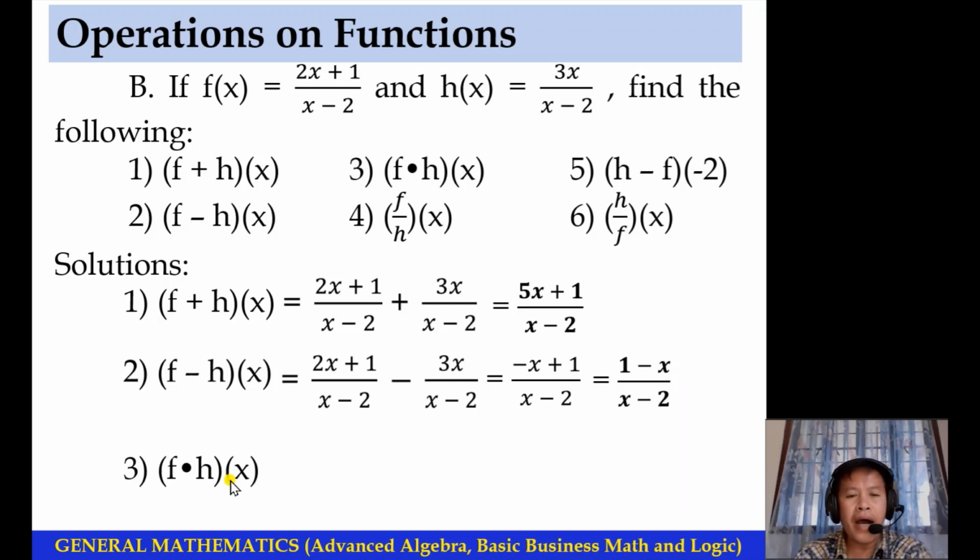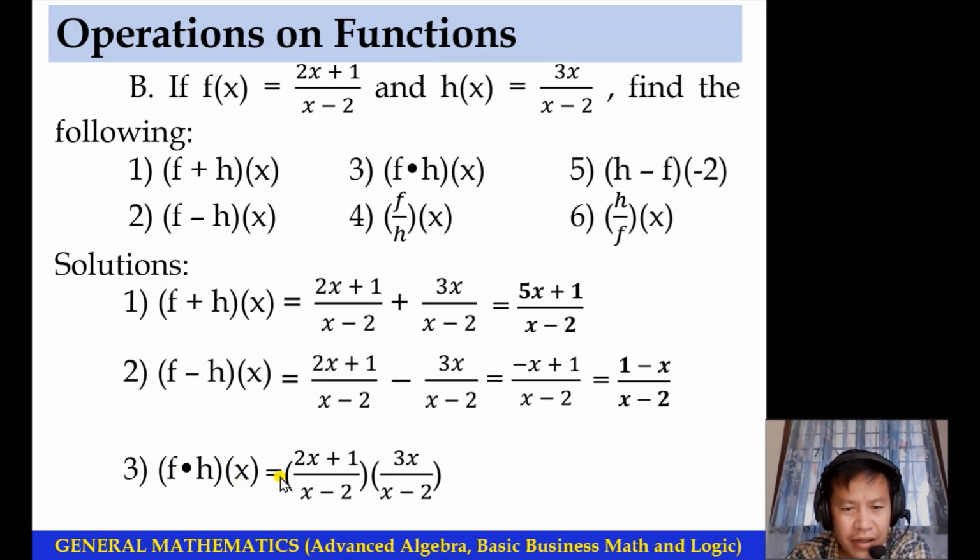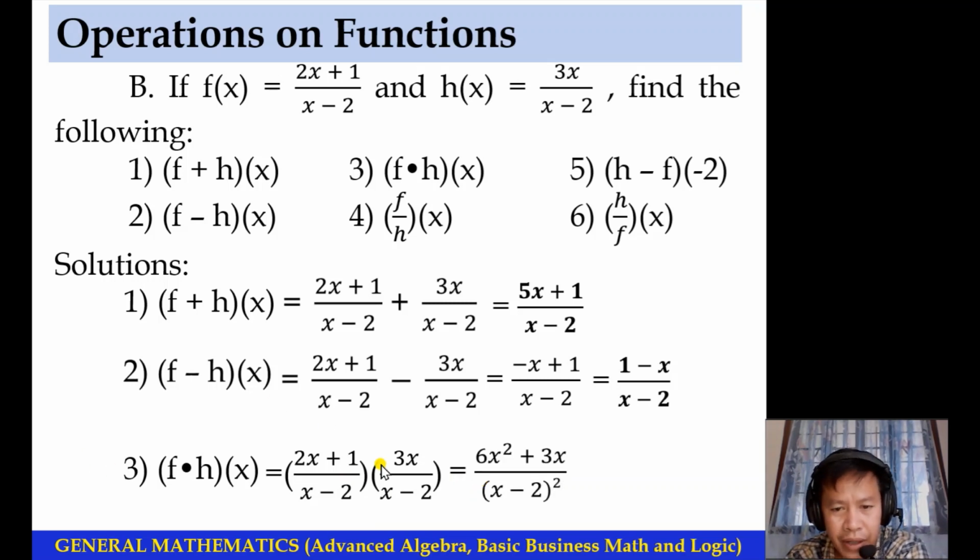Number three, how are we going to multiply rational functions? F times h of x is equal to 2x plus 1 all over x minus 2 quantity times quantity 3x over x minus 2, and this is equal to, you are going to multiply both the numerators and the denominators. So you have 2x times 3x is equal to 6x squared. Then 3x times 1 is equal to 3x. Then since we have the common denominator, it means that x minus 2 times itself is equal to x minus 2 quantity squared. And we are going to expand.